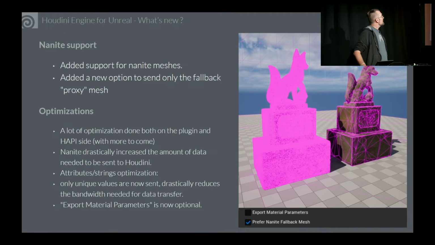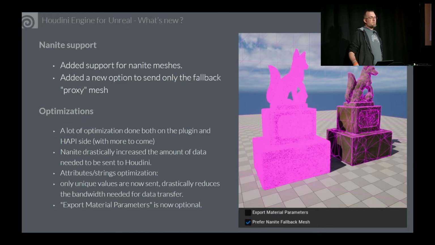The thing that we've been working on is to improve Nanite support. We've added support for Nanite meshes, and especially one important thing that we've added recently was a new option that lets you send the fallback mesh or the proxy mesh instead of sending the full mesh. That's extremely useful if you don't need the full mesh in Houdini. You have a scene that's full of millions of Nanite meshes that are all millions of polygons, and you just want to know the footprints of buildings or this kind of thing. You don't need the whole detail.